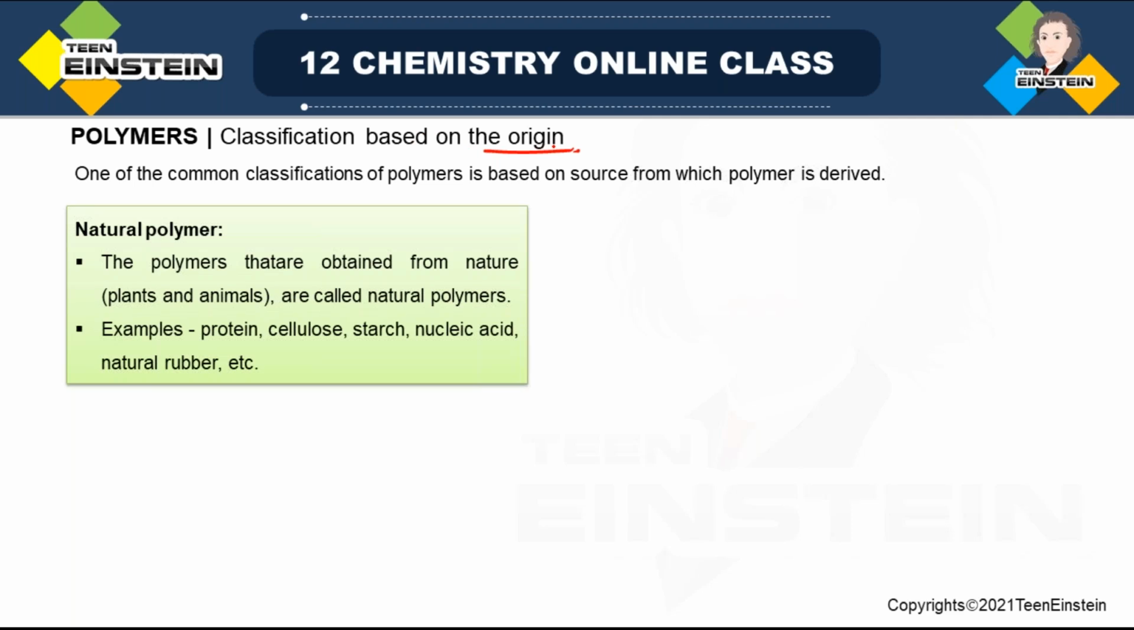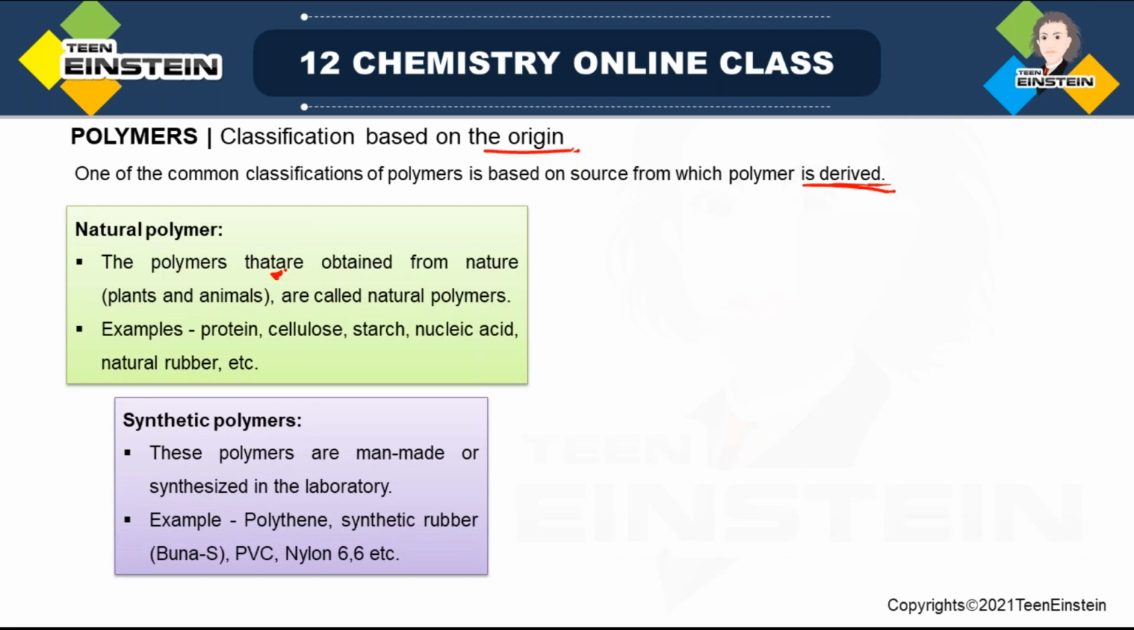One of the common classifications of polymers is based on source, that means from which the polymer is derived. Natural polymer. These polymers, as the name suggests, they are obtained... Sorry, there will be a gap. The polymers that are obtained from nature, that is plants and animals, we will call them natural polymers. So some pictures you have already seen. Protein, nucleic acids, cellulose, starch, all these we have already discussed, right, in the last chapter, which is biomolecules. Another example is natural rubber, that is also obtained from plant.